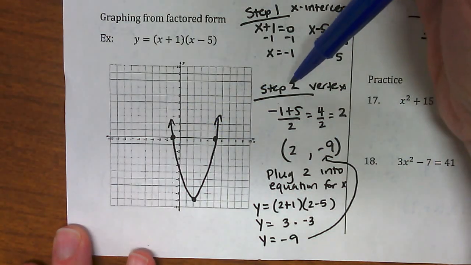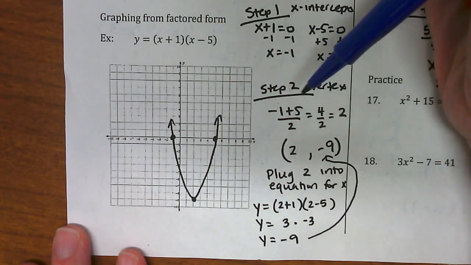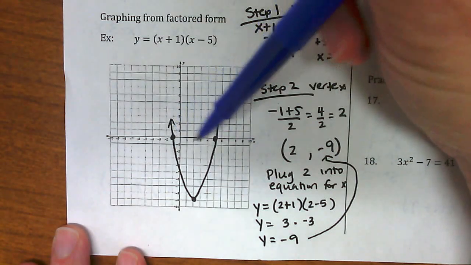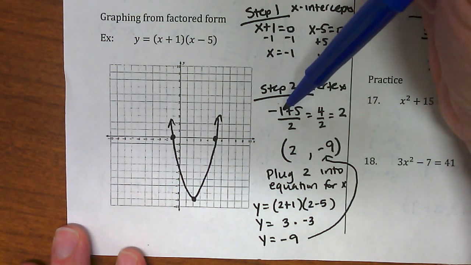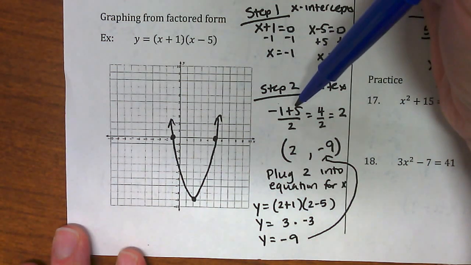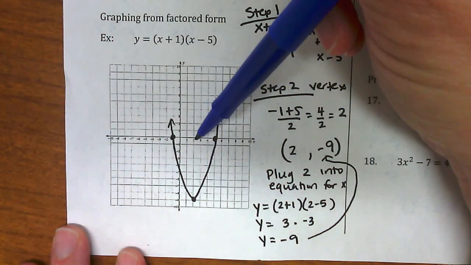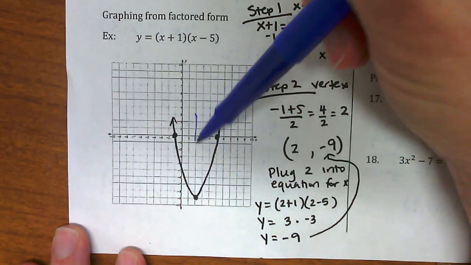Our second step is to find our vertex. Our vertex is going to be located halfway between the intercepts. So in order to find the middle, we take the average of those numbers. To do the average, you add those two things together and you divide by 2. We got 2. So we know the middle is going to happen at x equals 2.